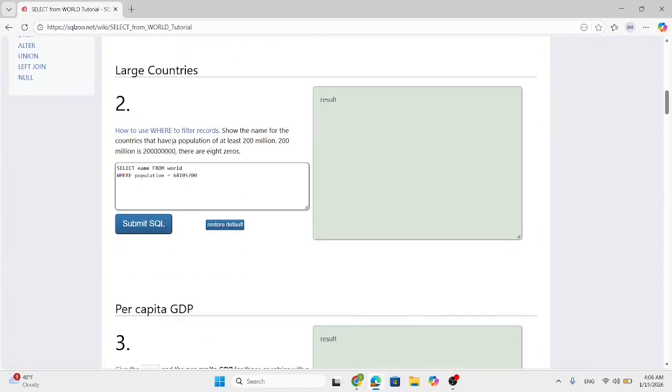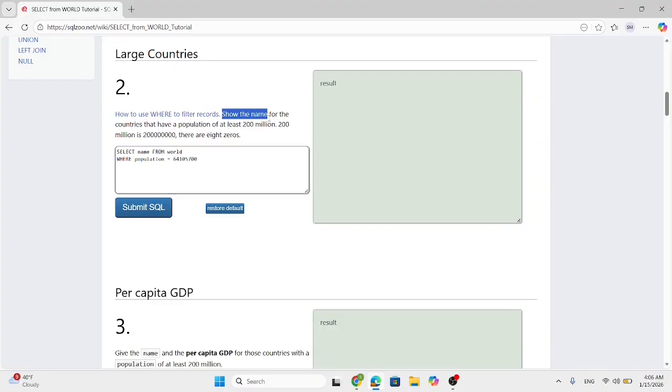In here we are going to use the WHERE to filter the records. In this test we are going to show the name for the countries that have a population at least 200 million. 200 million means like this, there are 8 zeros. Select name from world where population at least means bigger and equal to, like this. We are going to submit just 5 countries: United States, Brazil, China, India, Indonesia.